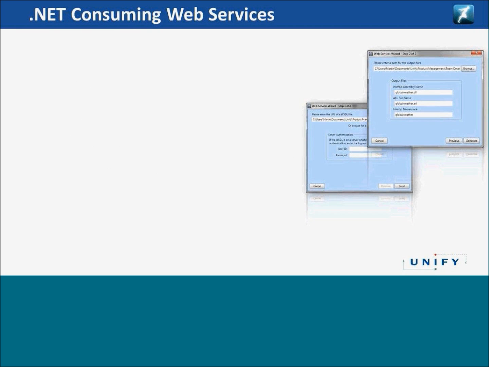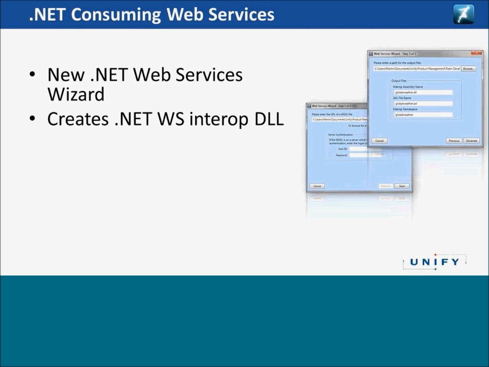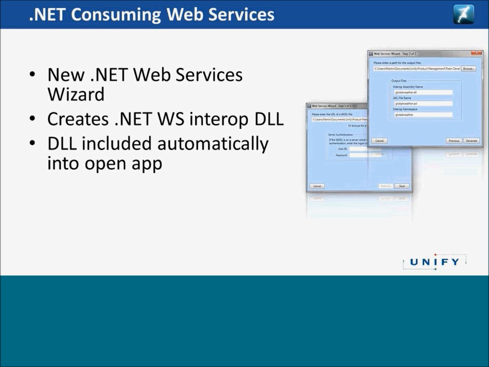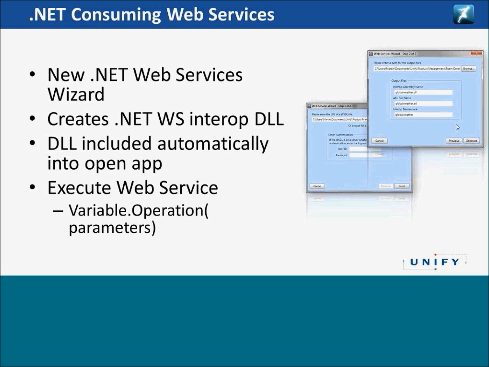So, .NET consuming web services. What we have is a new .NET Web Services wizard. It creates a new .NET Web Service interop DLL, and this DLL is automatically included into the open application. So basically what you see on the right is the Web Services wizard. What you provide is a path to the WSDL, and then it will generate an interop assembly, the .dll file, and an AXL file that tells Team Developer the details of the calls of the operations of that web service. And if you want to execute a web service, you basically define a variable and then do variable.operation and pass the parameters. That's all you need to do to call a web service with Team Developer.